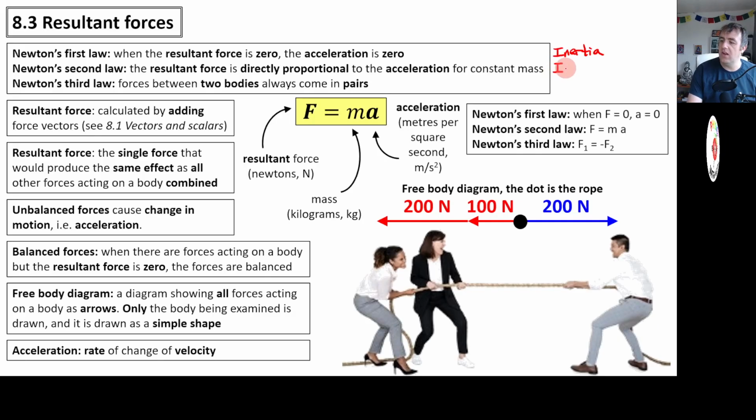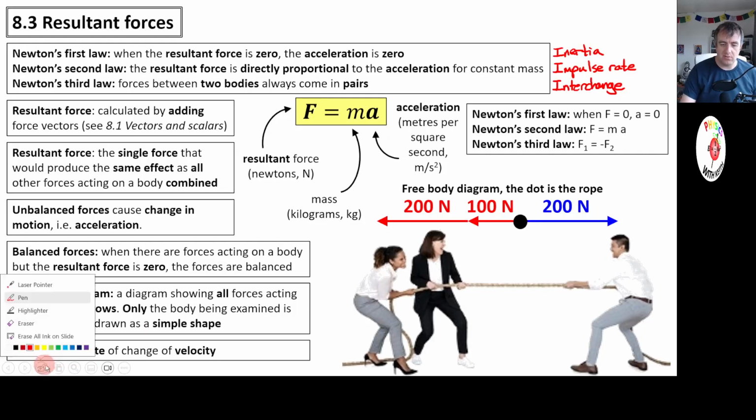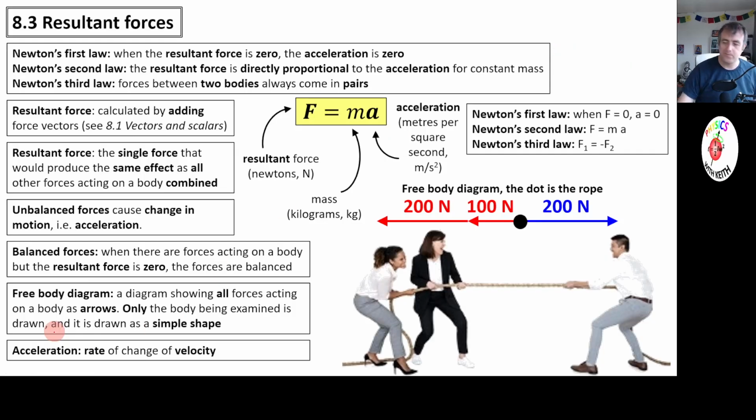Then Newton's second law is all about rate of change of motion. So let's have impulse rate. So two words, not quite one word. And then the last one is about how forces between two bodies, so I like calling that interchange. So here I've managed to turn all three of Newton's laws into single words beginning with I. A lovely mnemonic. So you can always remember Newton's laws, the three I's or something. I don't know if that helps. Probably doesn't. So there's our Newton's three laws.